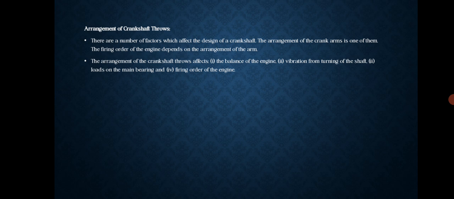Arrangements of crankshaft throws. There are a number of factors which affect the design of the crankshaft. The arrangement of the crank arms is one of them. The firing order of the engine depends upon the arrangement of the arms. The arrangement of the crankshaft throws affects the balance of the engine, the vibration from turning of the shaft, loads on the main bearings, and firing order of the engine.